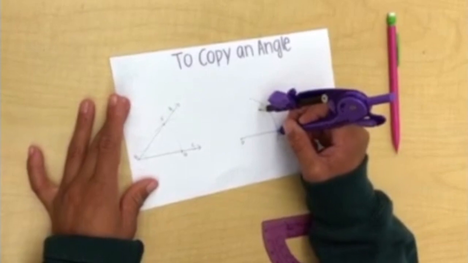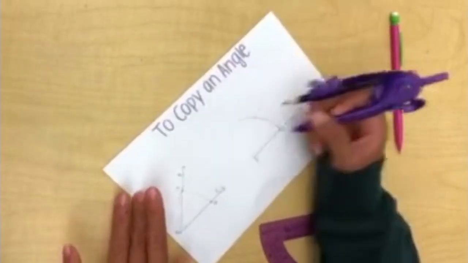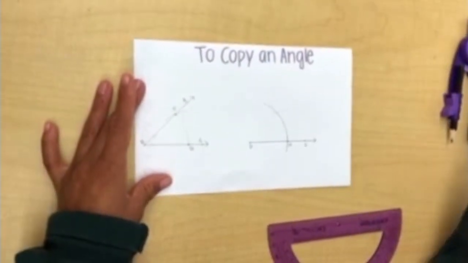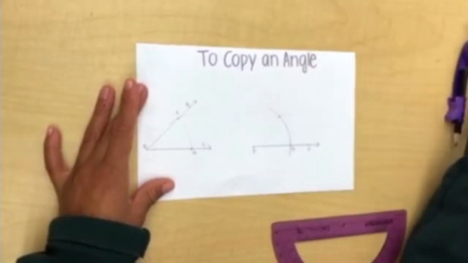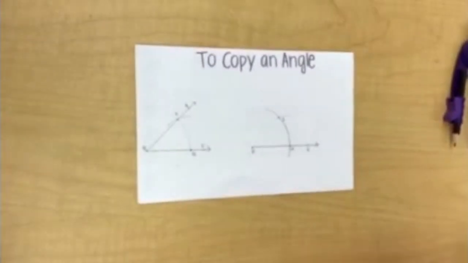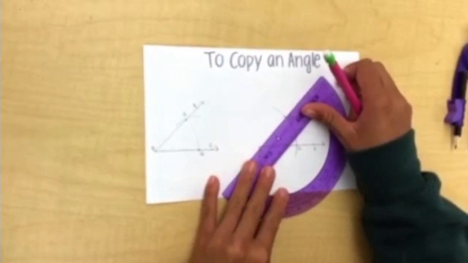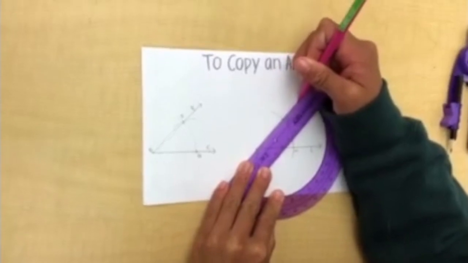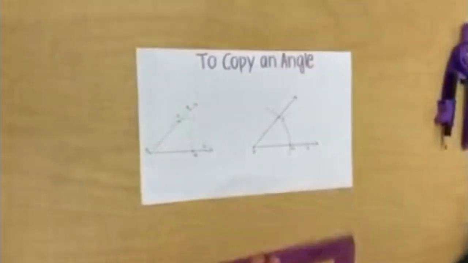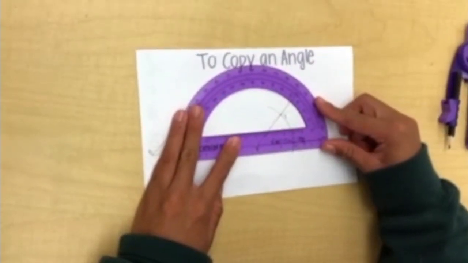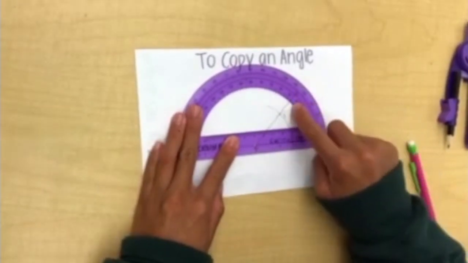Next, using the same arc that goes through points G and F, you will draw an arc centered at point H. Where this new arc intersects the previous arc, that is point J. The last step is to draw a ray that starts at point D and goes through point J. Now, if you check your angle, you will see that it is the same exact angle as the angle you are trying to copy.